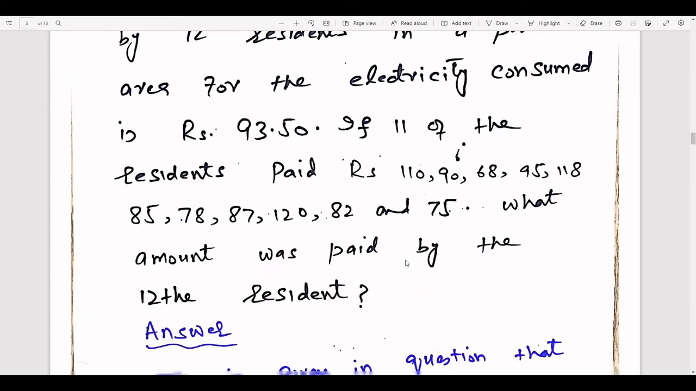If 11 of the residents paid these amounts, 110, 90, 68, so on, 75. What amount was paid by the 12th resident? Here are the 11 residents, and what amount was paid by the 12th resident? So this is our task. We calculate the bill of the 12th resident.